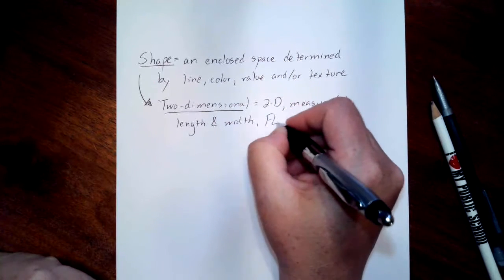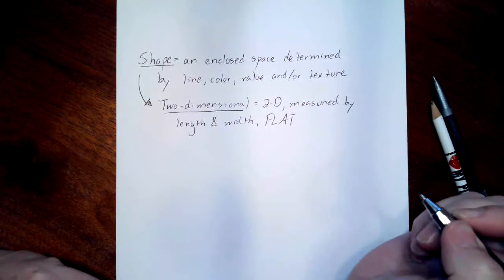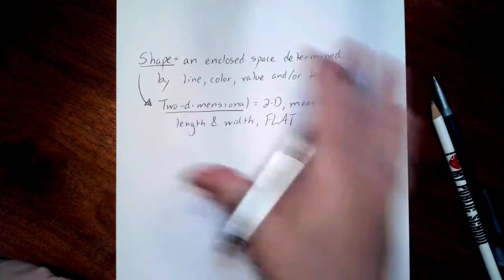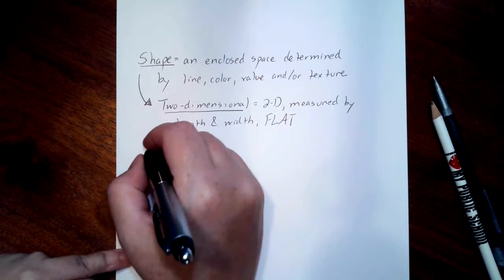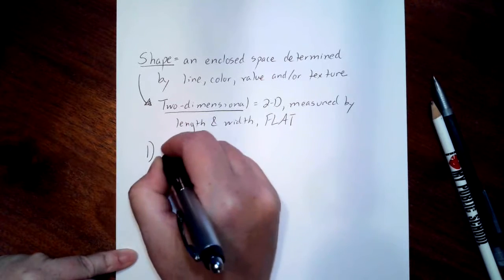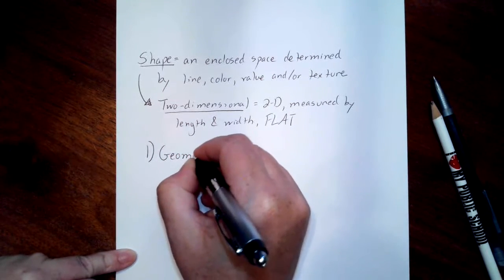Main thing is, remember that it is flat, okay? Your paper is a flat sheet of paper and it is shaped like a rectangle. It is 2D, it is flat, all right? There are two different kinds of shape. The first one is called a geometric shape.